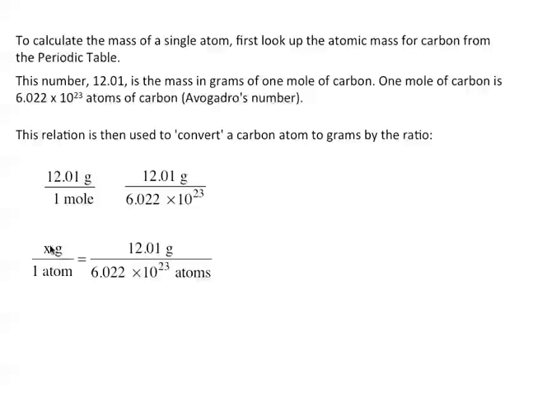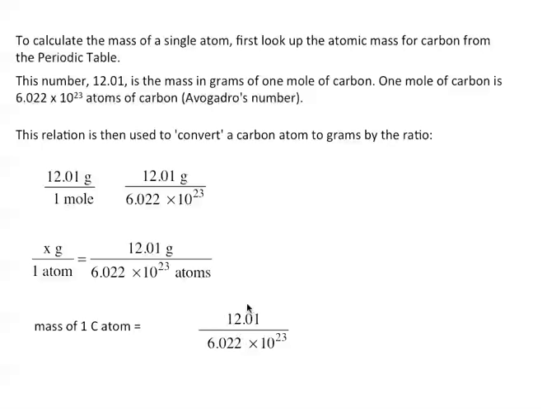I want to find out how many grams in one atom, knowing that it's 12.01 grams in 6.022 times 10 to the 23 atoms. So I have grams on top, atoms on bottom. And here's my unknown. x divided by 1 is x, so it's my unknown, my mass. So the mass of one carbon atom is going to be 12.01 divided by 6.022 times 10 to the 23.